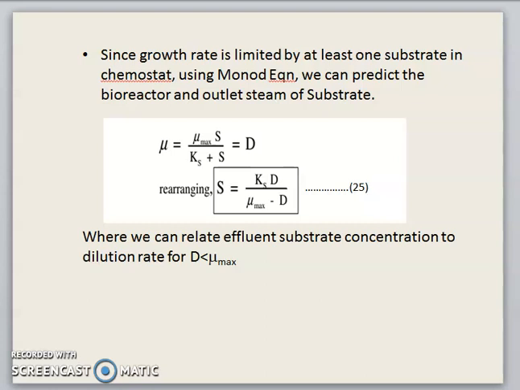Since growth rate is limited by at least one substrate in a chemostat, using the Monod equation we can predict the bioreactor outlet stream of substrate. At steady state we know that D is equivalent to mu. By rearranging the Monod equation in terms of substrate, we can relate effluent substrate concentration to the dilution rate for D less than mu max.